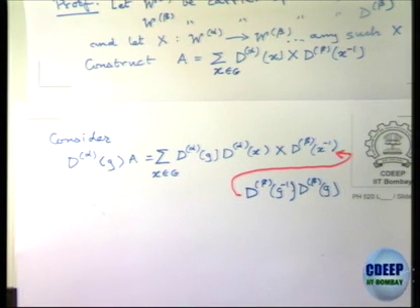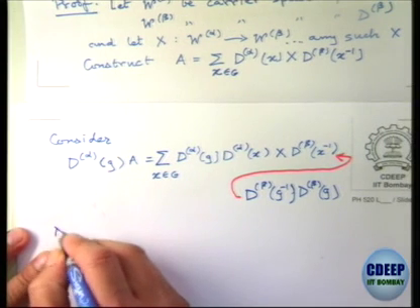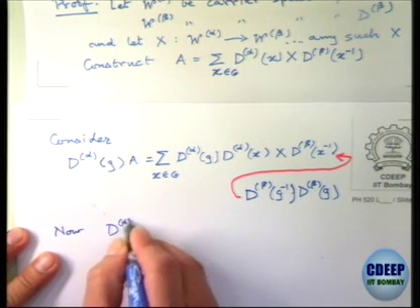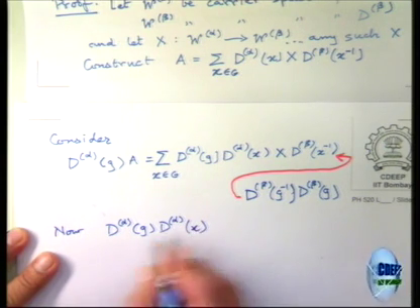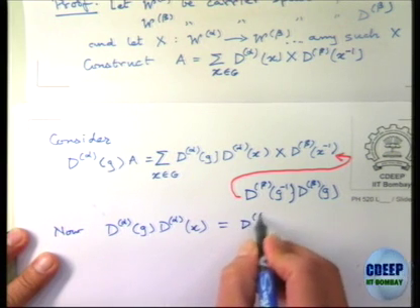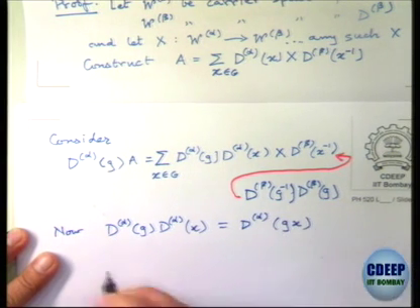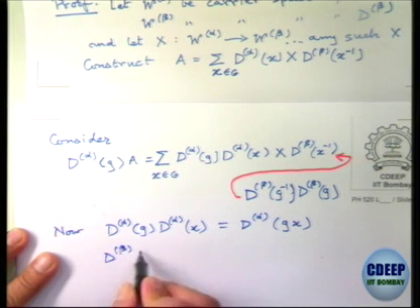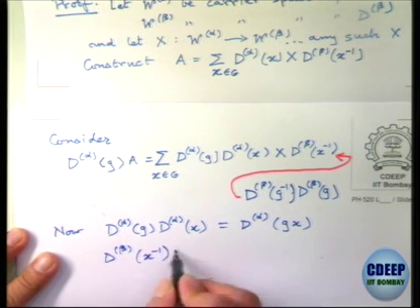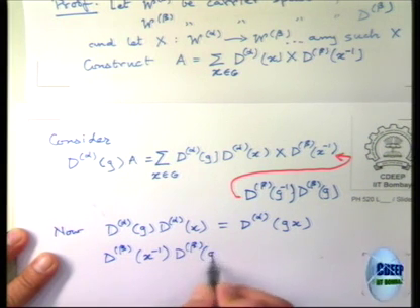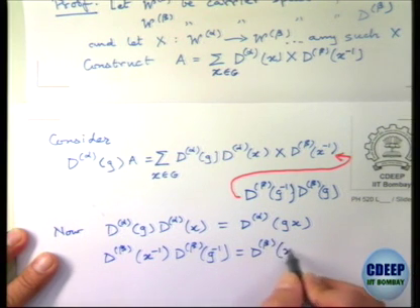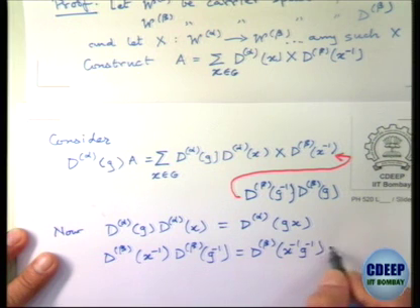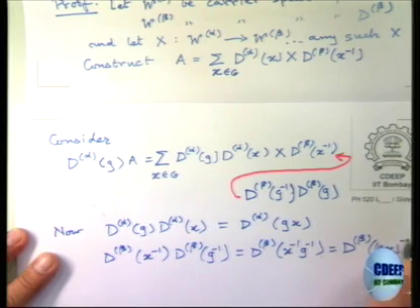Now you can see what has happened. So now d alpha g d alpha x, because d is a representation, it has to convert it into d alpha of g x, and d beta x inverse times d beta g inverse has to produce d beta of x inverse g inverse, which is same as d beta of g x inverse, right.